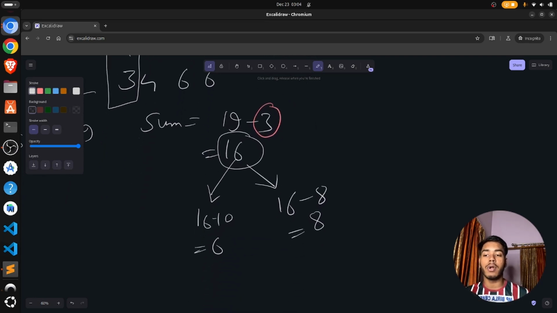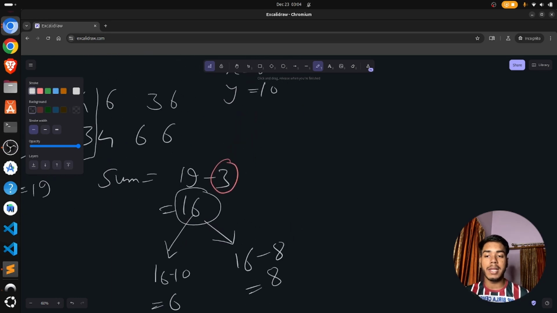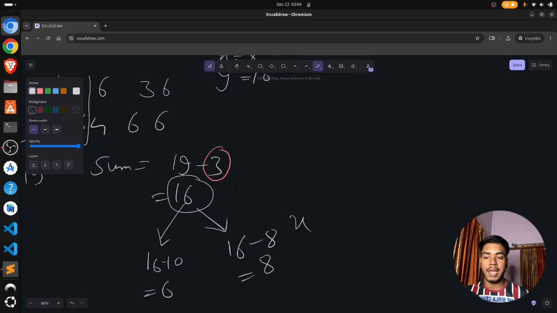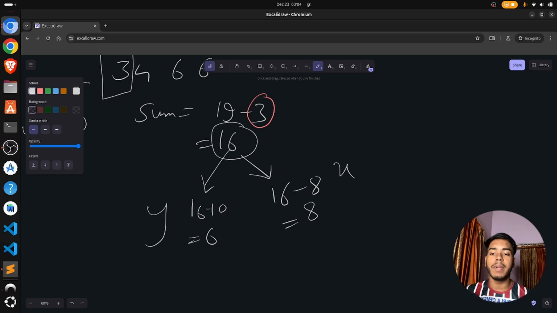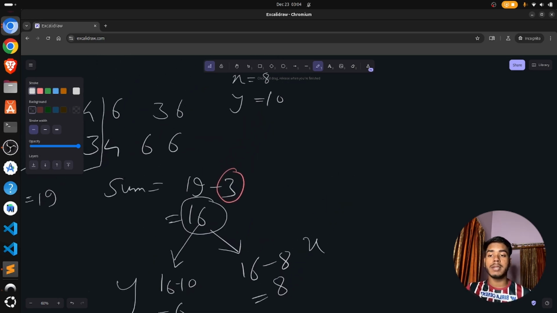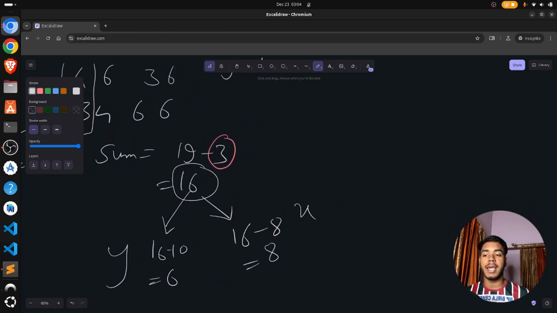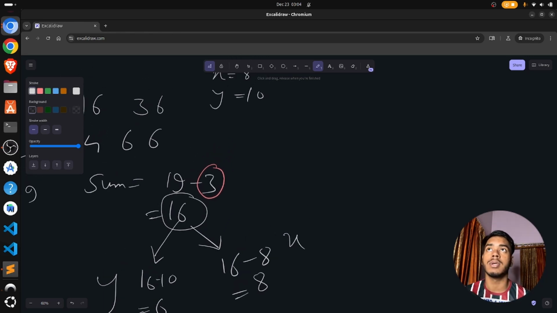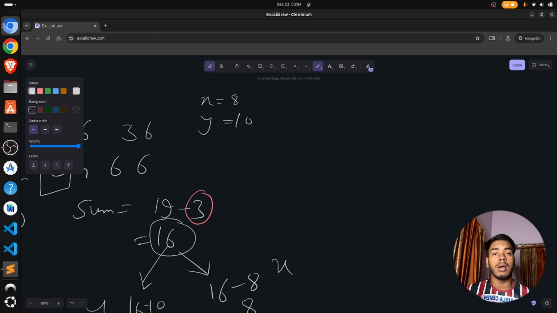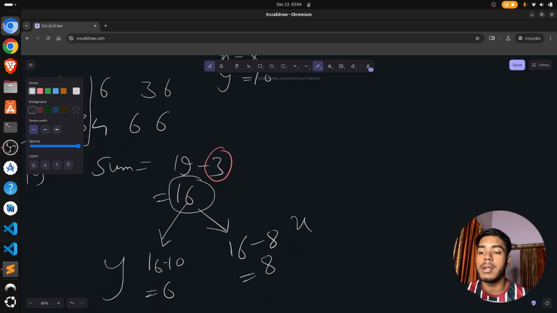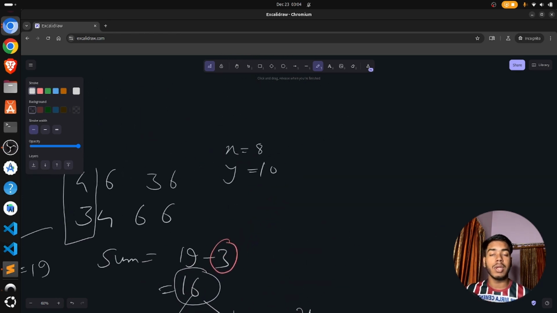For being in the range of 8, like for this is x side and this is y side, for being greater than 8, you can remove as high as 8. So if you remove 3 plus 8, which sums up to 11, your lower range is 8 here. So you can remove 3 plus 8, which sums up to 11.